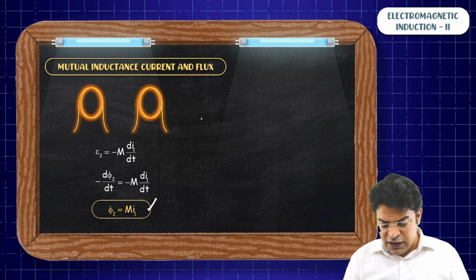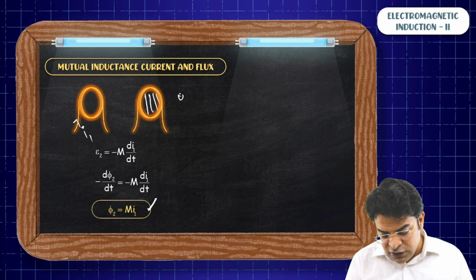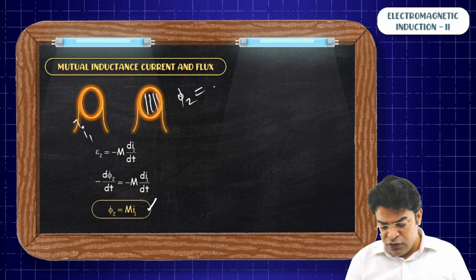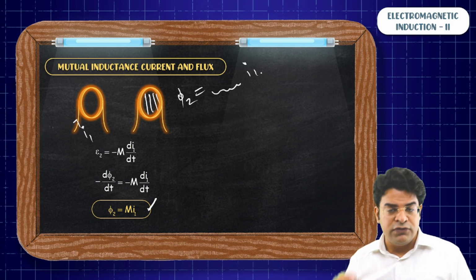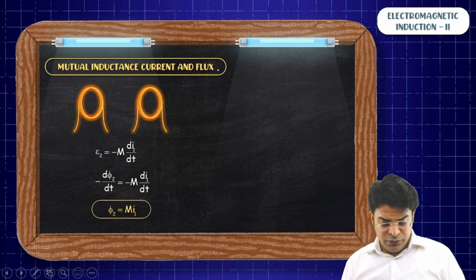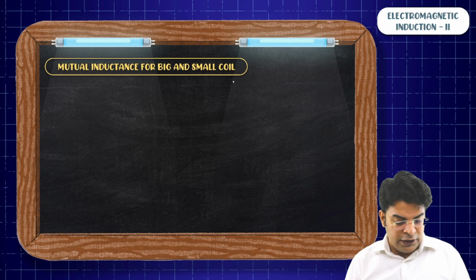Every time I will assume that in the first coil there is some current. Then I will find out what is the flux linked with the second coil due to this current. Then I will write the flux linked with second coil equals to something times the current flowing in the first one. And then I will say this something is the mutual inductance. How? Let's practice. So the first case, mutual inductance for big and small coil.